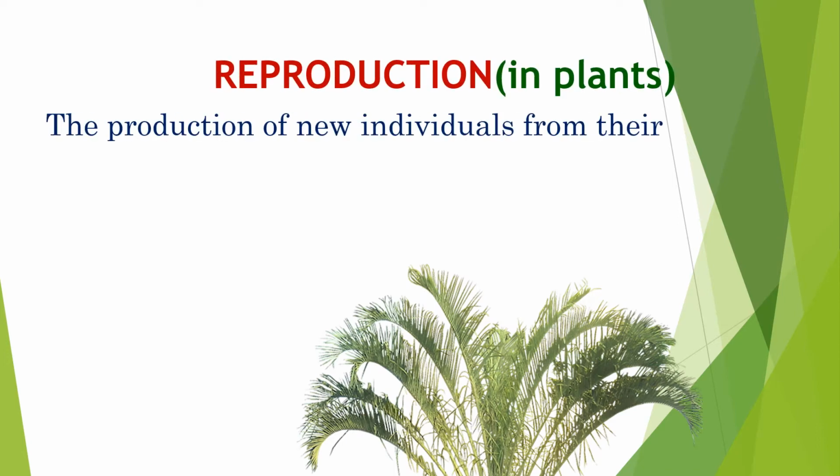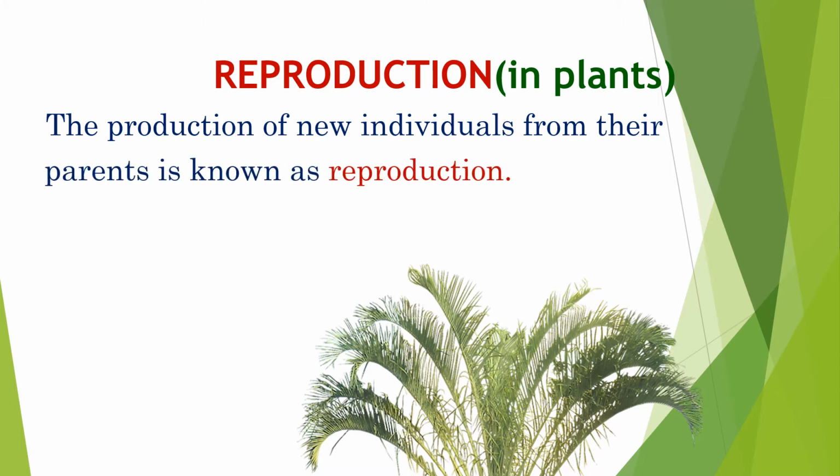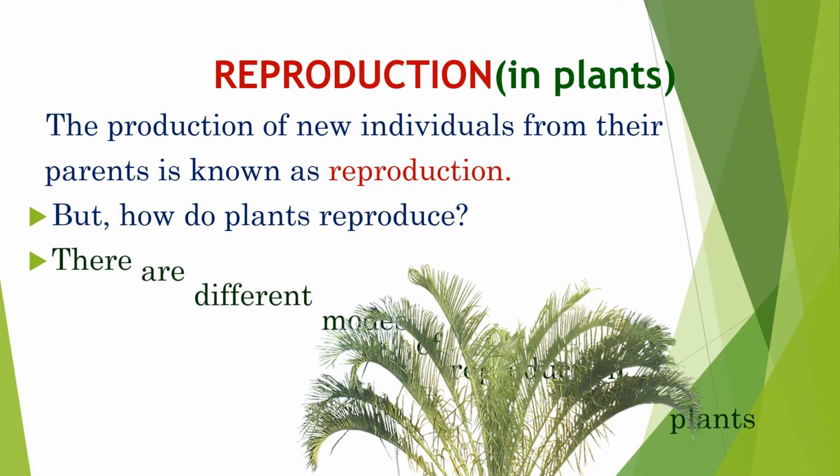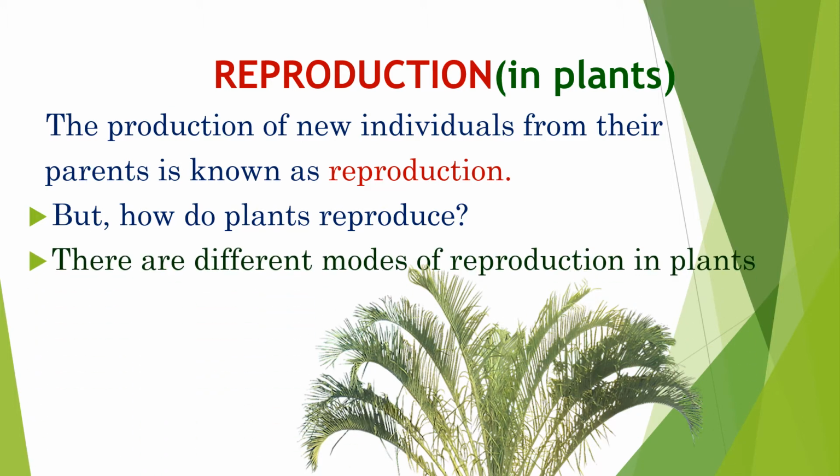Reproduction. Reproduction means the production of new individuals from their parents. But how do plants reproduce? Plants also produce their young ones in different modes. Plants are very useful to us. We can get food, wood, fibers, medicines, so many things from plants.